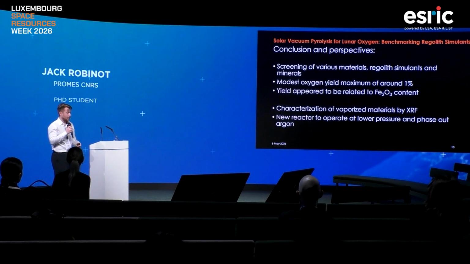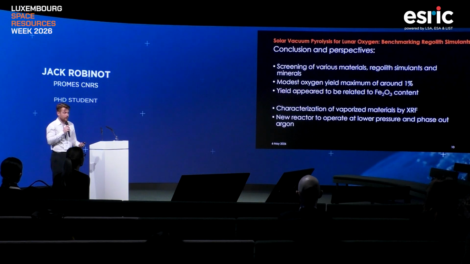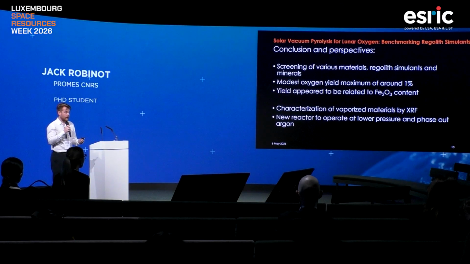Then to conclude, we screened various minerals, various regolith simulants, various materials, and we found that the yield appeared to be related to the iron oxide content inside the simulant. However, the yield is still modest. We mostly explain that by the recombination that is occurring in the gas phase. The metals and the oxygen react together after they are vaporized, and when they condense as oxide. And so the yield remains modest and low because of this phenomenon.